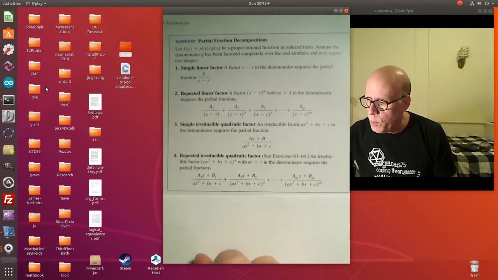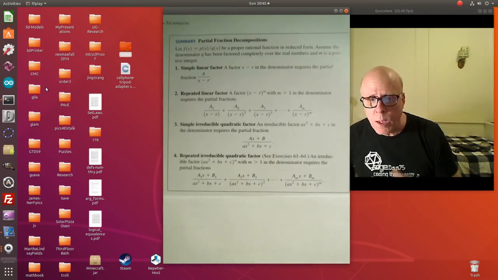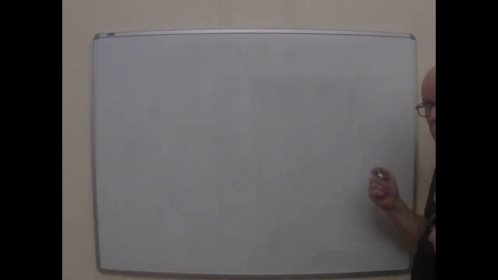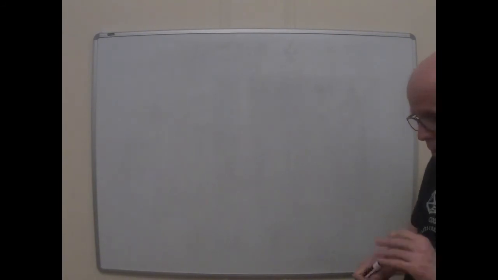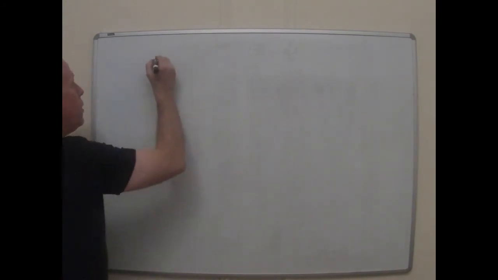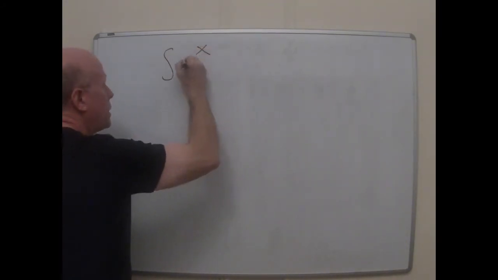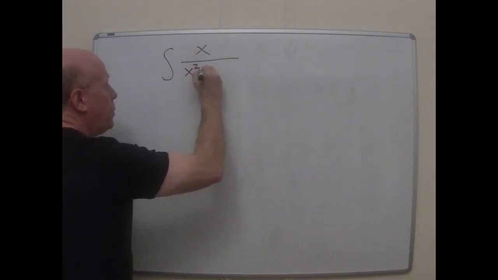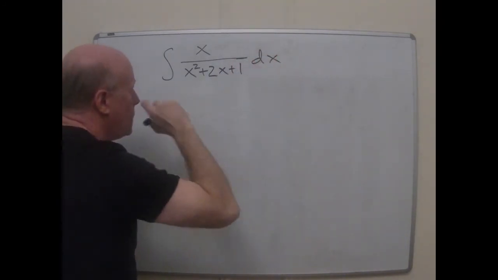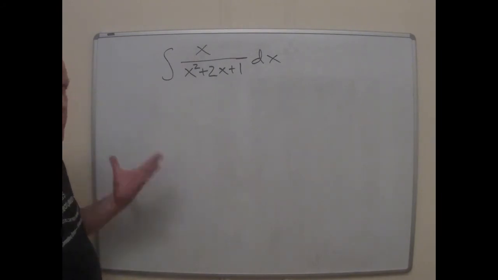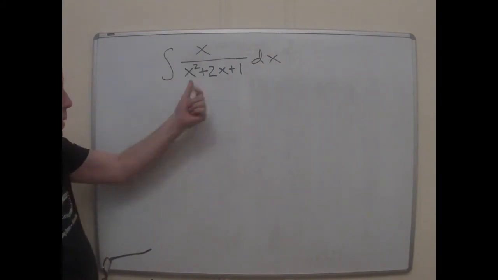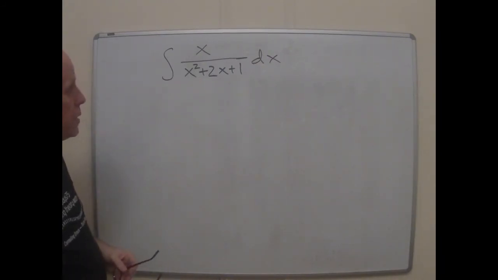So I think it would be best for us to return to the whiteboard, and I'll show you some examples of both of these. Right, so the next example I'm going to do will show you what happens when you have repeated linear factors. So suppose we had the integral of x over x squared plus 2x plus 1 dx. Perfectly reasonable rational function. It certainly has area under it, so we ought to be able to get an integral. I hope you notice that the bottom is something that factors as (x plus 1) squared.